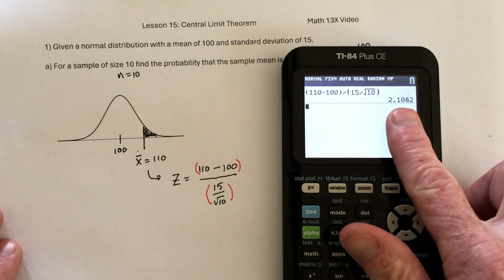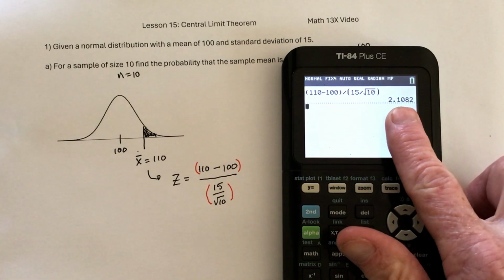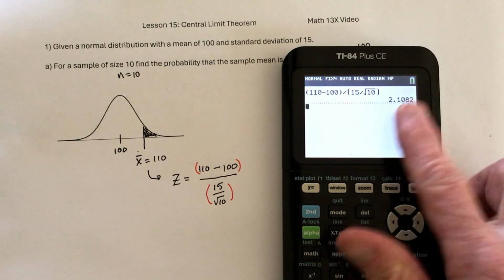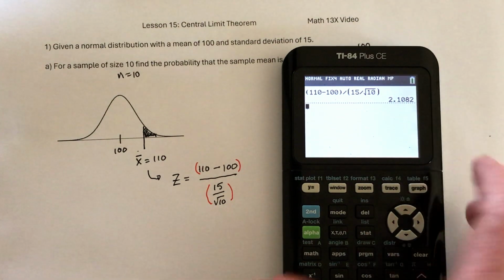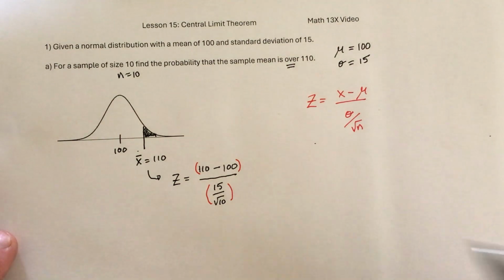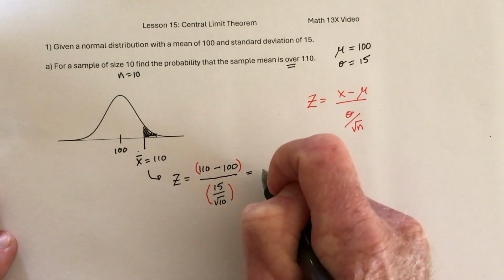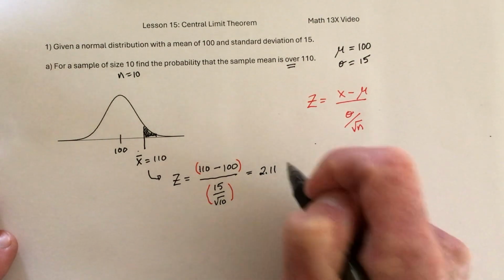So this, when I use the table, I have to round to 2 decimals. So that means that that little 8 at the end is going to make it a 2.11. So I get z equals 2.11.